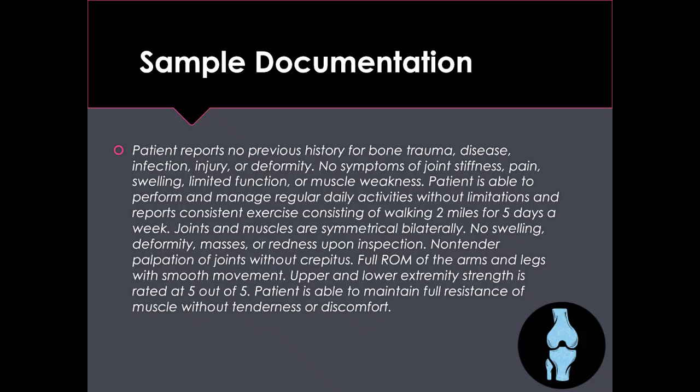Non-tender palpation means you touched the joints and there was no crepitus, no cracking sound. There was full range of motion of the arms and legs with smooth movement. And then we have upper and lower extremity strength is 5 out of 5. That means I pushed on all of those body parts and the person had strong strength resistance against my pushing. So this is a pretty good example of proper documentation.